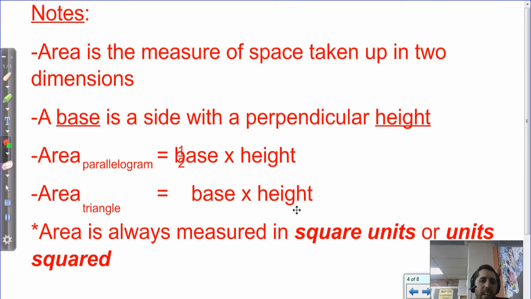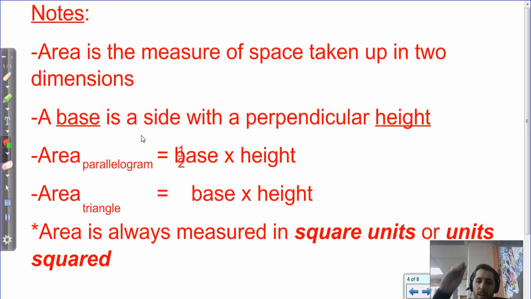So here are the notes we need. Area is the measure of space taken up in 2 dimensions. We already had that definition, but I want you to see it again. What is a base? A base is a side with a perpendicular height. So we saw in the parallelogram we had 4 different sides, 2 sets of opposite sides.